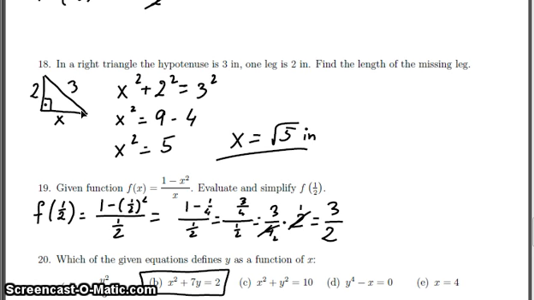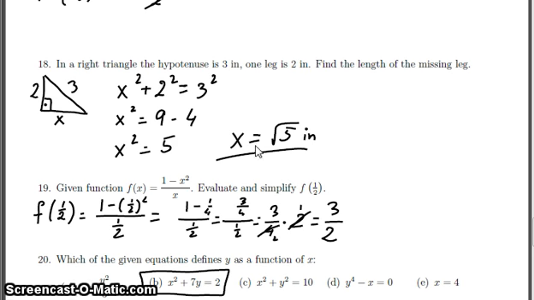You use the Pythagorean theorem, so x squared plus 2 squared is equal to 3 squared. Remember, in the Pythagorean theorem, the square of the hypotenuse is isolated, and then you have the sum of the squares of the legs. So then you have 2 squared is 4, 3 squared is 9, and you move the 4 to the other side with a negative sign, so it's going to be x squared is 9 minus 4. You subtract, 9 minus 4 is 5, and then you take the square root of both sides.